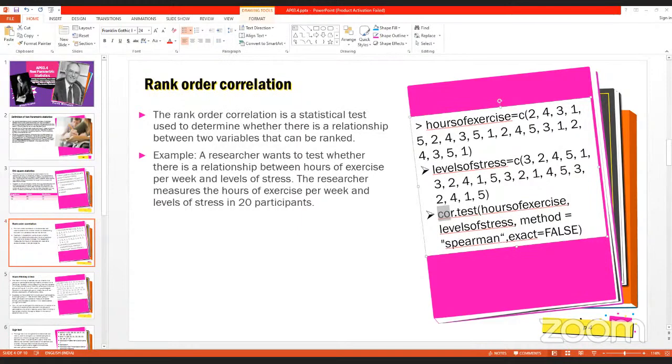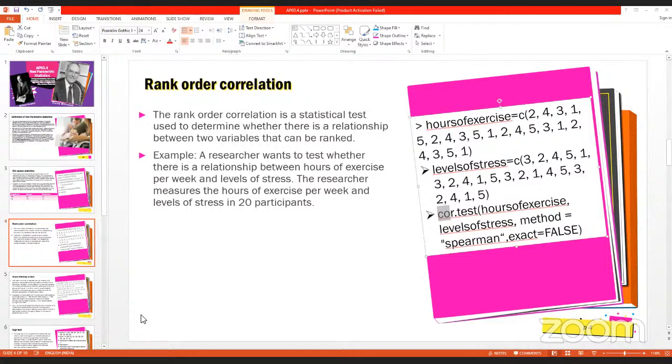I did exact is equal to true. इसमें आ रहा है the correlation between hours and the levels of stress, warning message. Exact equal to false ही लिखना है, और उसके बगैर अगर किया तो एक warning message आएगा. हाँ, क्या है वो warning message? Cannot compute exact p-value with ties. हाँ, cannot compute exact p value, right?